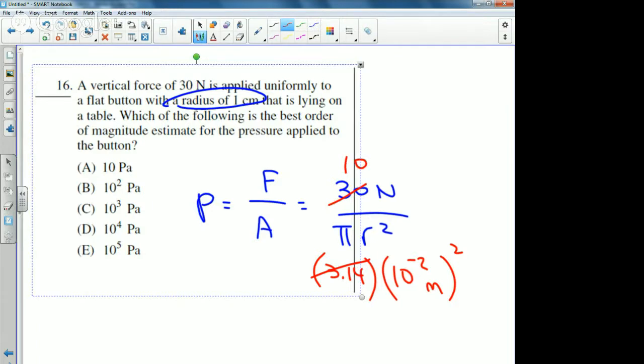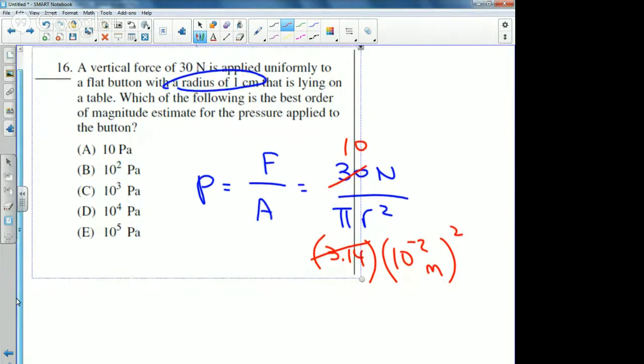Okay? So now, what's 10 to the negative 2 squared? Now, whenever you square exponents, you multiply the exponents. So this really becomes 10 divided by 10 to the negative 4. And whenever you divide exponents, you subtract them. So 10 to the first minus negative 4 becomes 10 to the fifth.